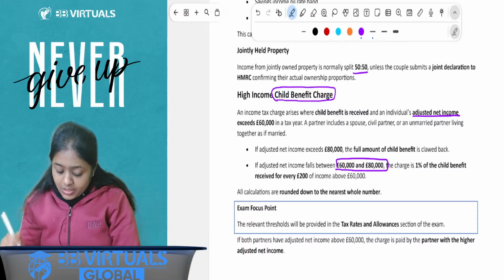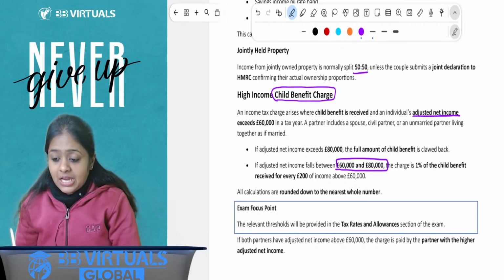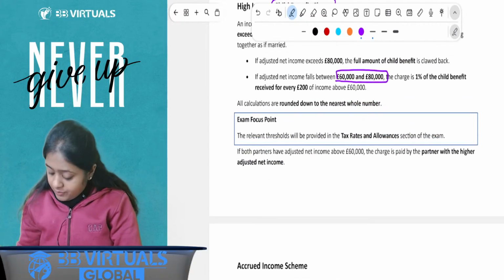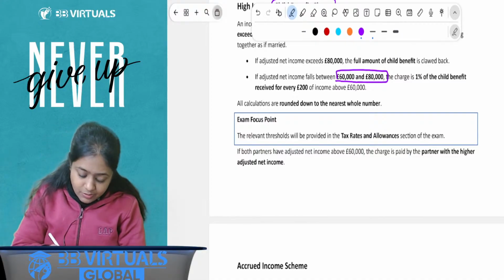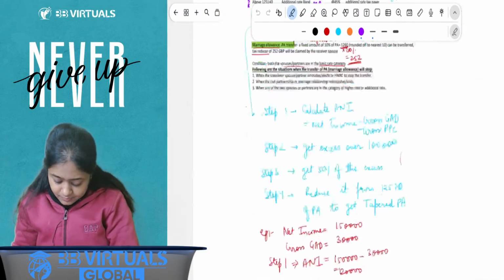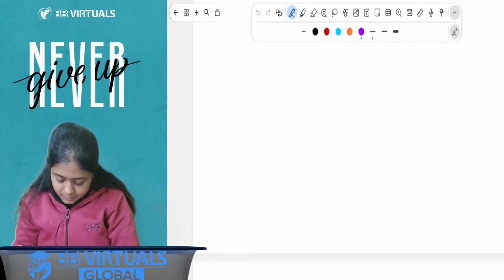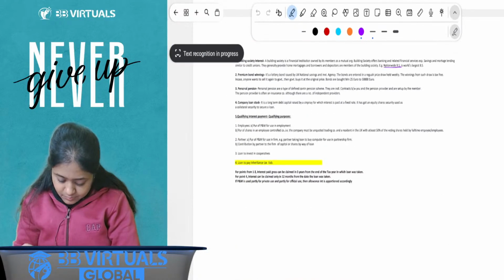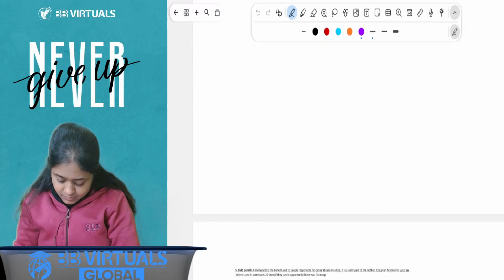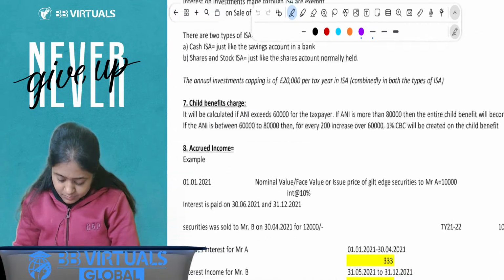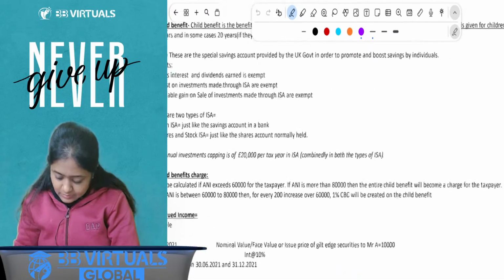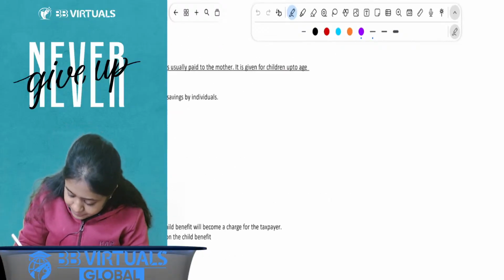Now look here. How do we calculate a child benefit charge? Again, I think I need to tell you the steps. So let's look at the steps. Step 1.